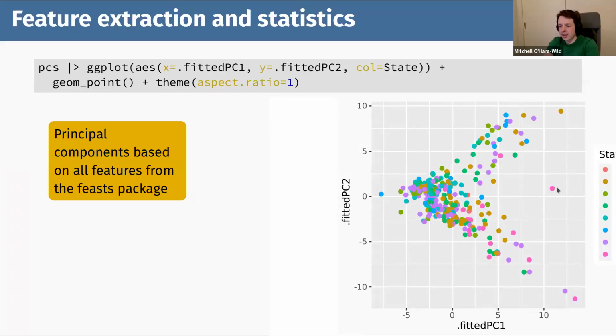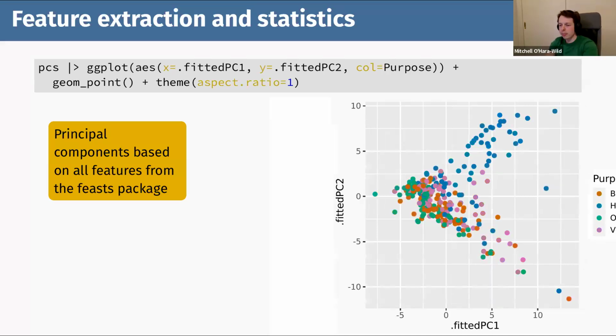We could also plot by state. So here I have added the color to be state. And in this case, there doesn't seem to be much relationship between the clusters of time series and the state. But when I plot by purpose, as I showed you in R, you can see that there's a very clear clustering of holiday travel separate from the other travel.